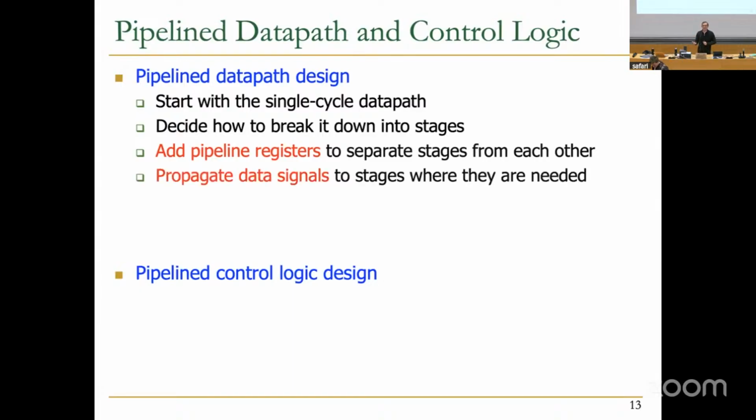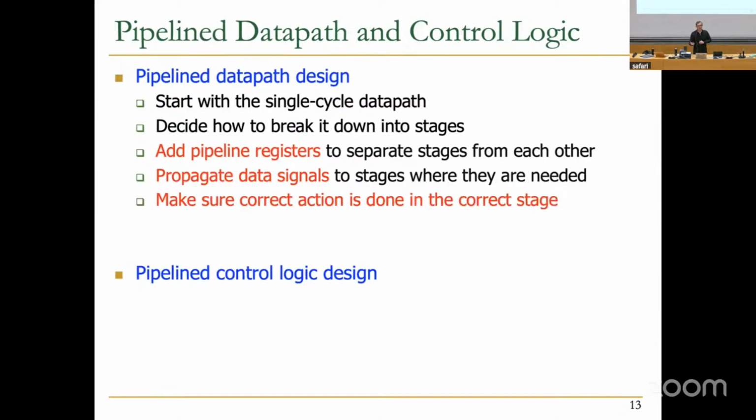Once you add the pipeline registers, you need to propagate the data signals, right? And data signals, we already have a data path. Data signals are clearly propagating because we designed the single cycle data path. But now you need to decide where those data signals need to go. Not all data signals are needed by every stage. And whenever you have data signals available, they are not necessarily needed in the next stage. They may be needed in a later stage, so you need to propagate those data signals to the appropriate stage, which means that you need to store those data signals in the pipeline registers, okay? And we've seen that also. I'm going to show it to you again.